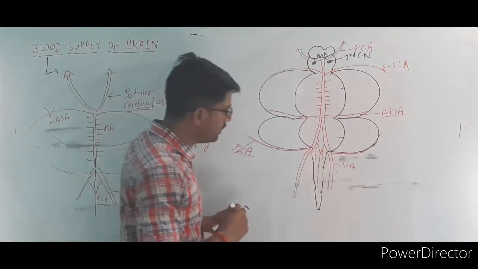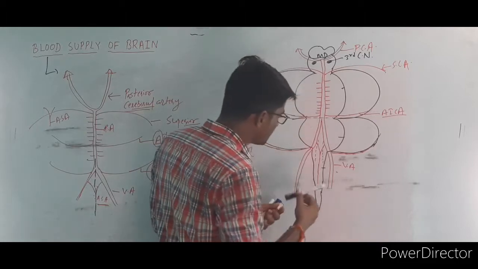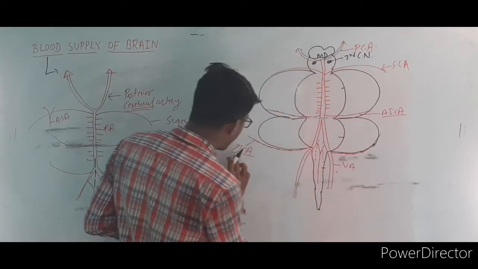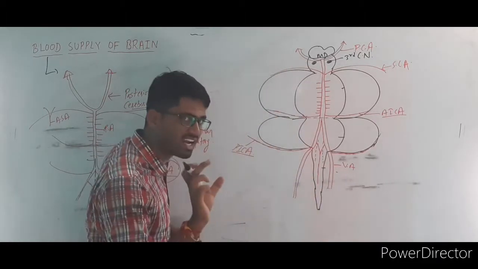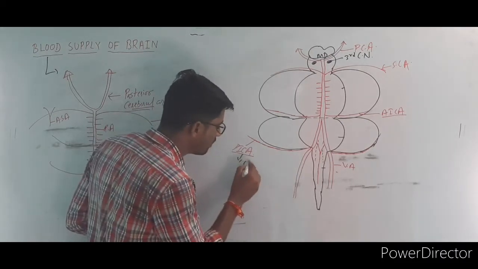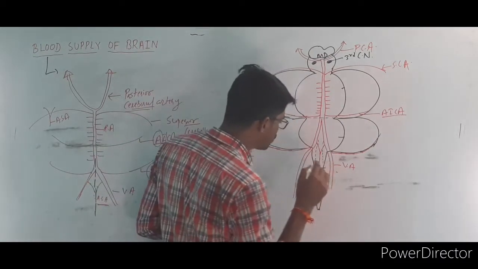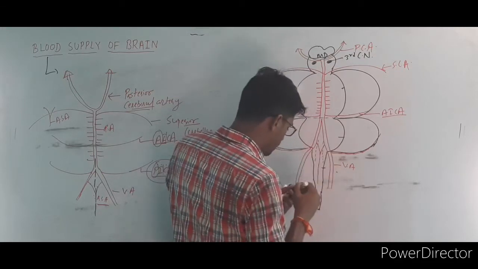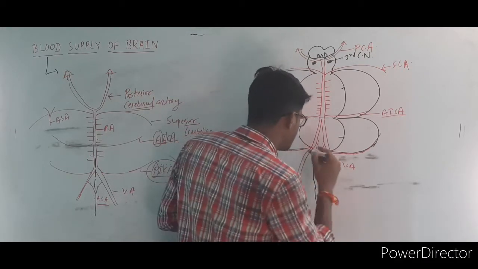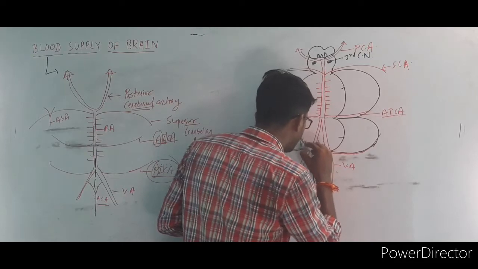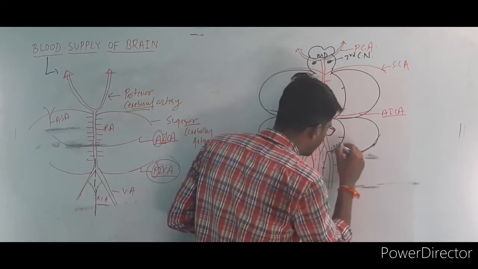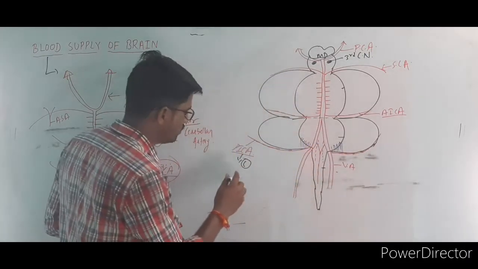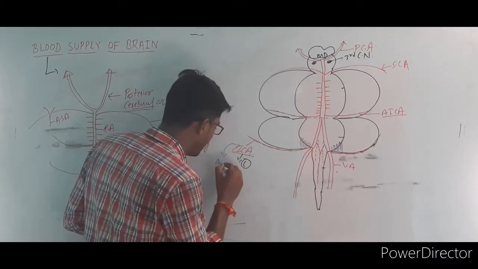Now you tell me, this is PICA. So PICA, the posterior inferior cerebellar artery, is supplying the cerebellum, right? Yes, but you should not forget it is also supplying the medulla. In blue color I am showing, this is also supplying the lateral part of the medulla. So also medulla.